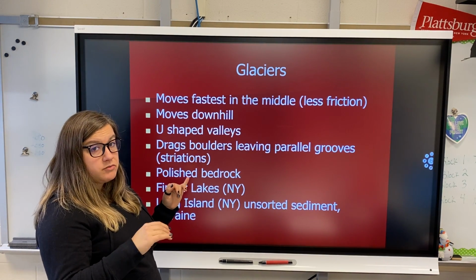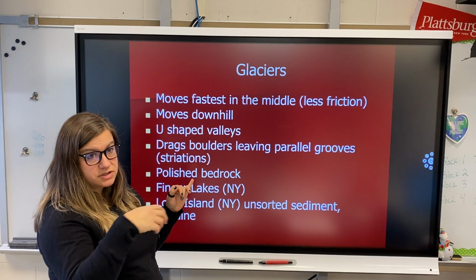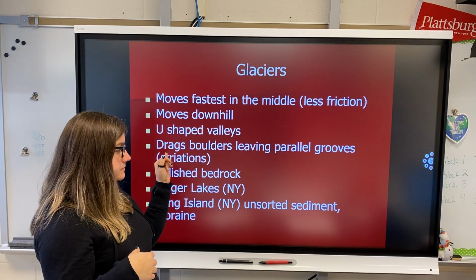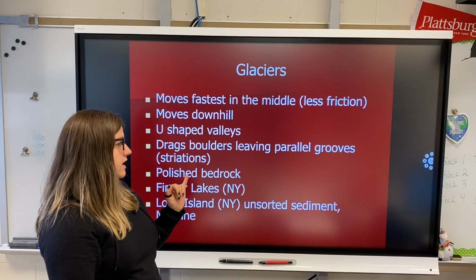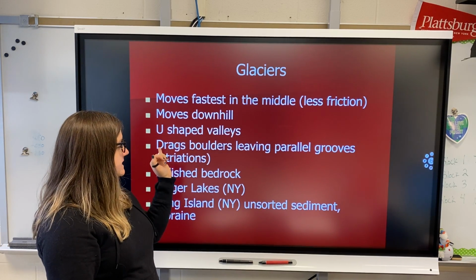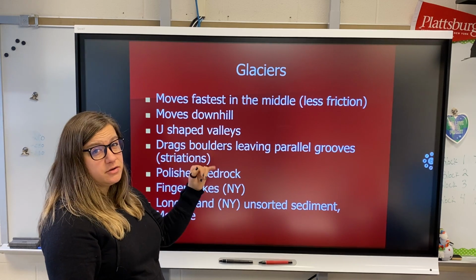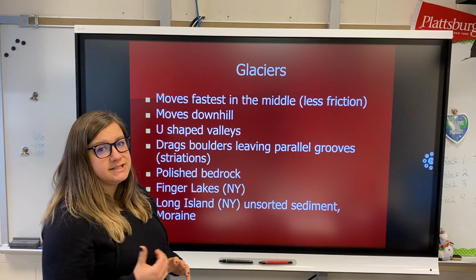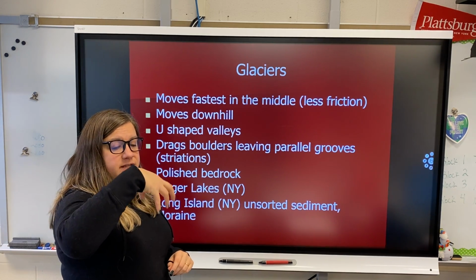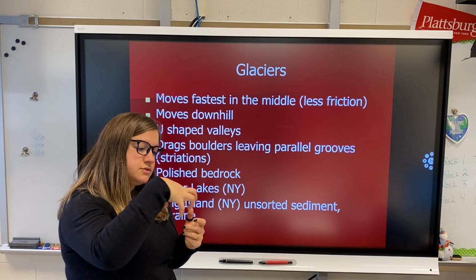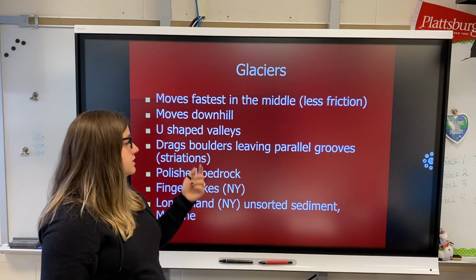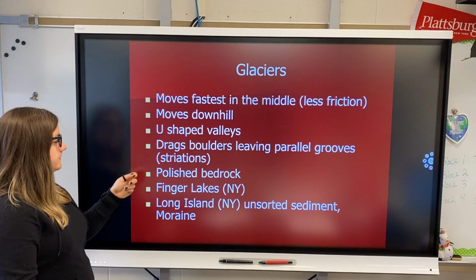And if there were rocks in the part of the glacier to create the gouges, it polished the rock. It kind of smoothed it out a little bit. Dragging boulders, that's what those parallel grooves are for. We talked about them with plate tectonics. The big glacier has rocks stuck in the bottom of it, and when it moves, it drags those rocks on other rock, so you can actually see the grooves from it.